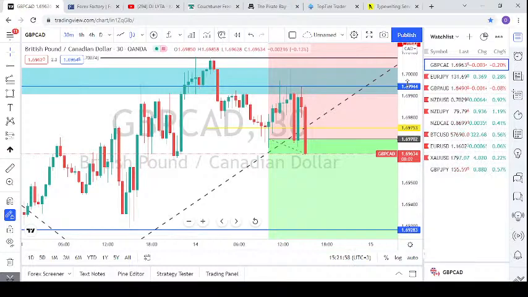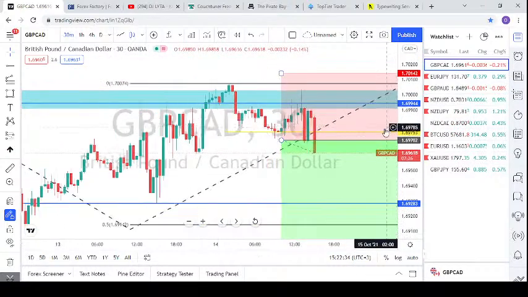We are having a lot of push. A lot of momentum there.